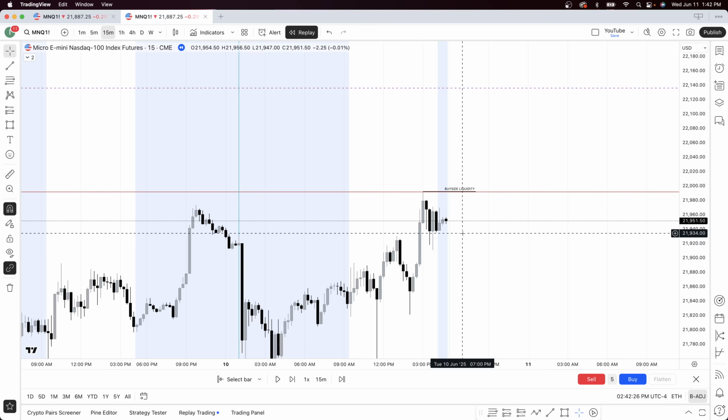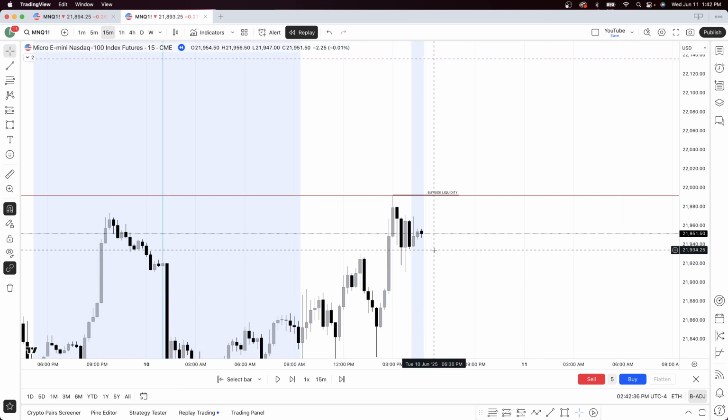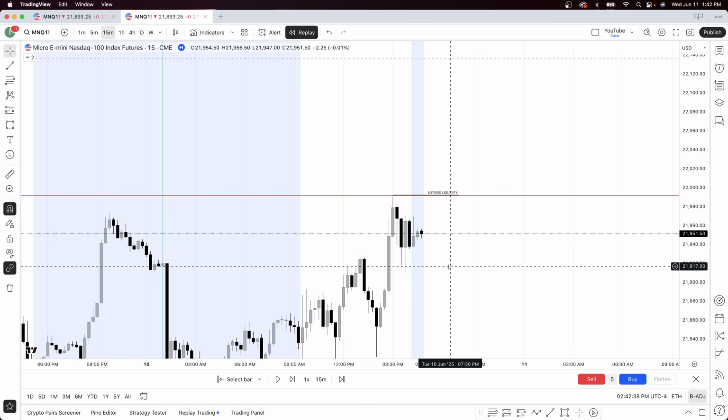I personally like to hold my trades for a few hours. So I prefer the 4-hour and 15-minute. I don't even look at the 1 minute. The lowest time frame I look at is the 15-minute time frame.